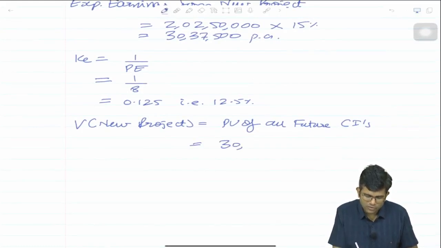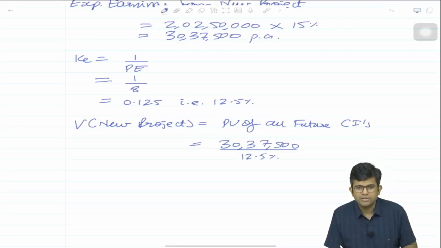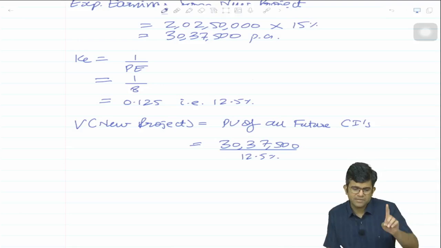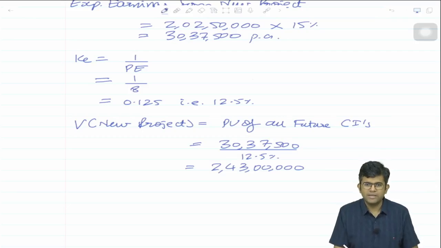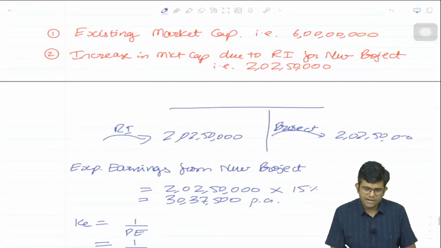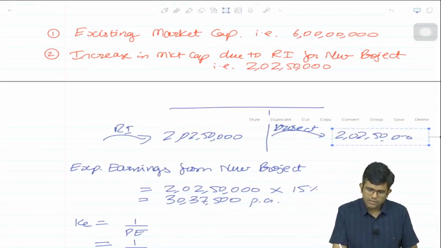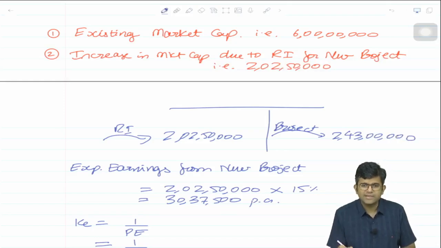Can I say I will straight away use Gordon's formula here? 30,37,500 divided by 12.5%. There is no minus g here because the growth rate is 0. Everybody clear? 30,37,500 is per annum for eternity. Everyone following? So when I divide by 12.5%, this comes to 2 crore 43 lakh. Everyone clear? 2 crore 43 lakh. What does this mean? This means we raised 2 crore 2 lakh 50,000, but the project that we got is worth 2 crore 43 lakh. Is this possible?